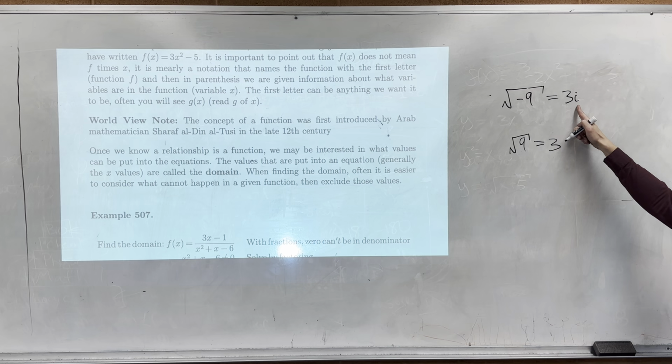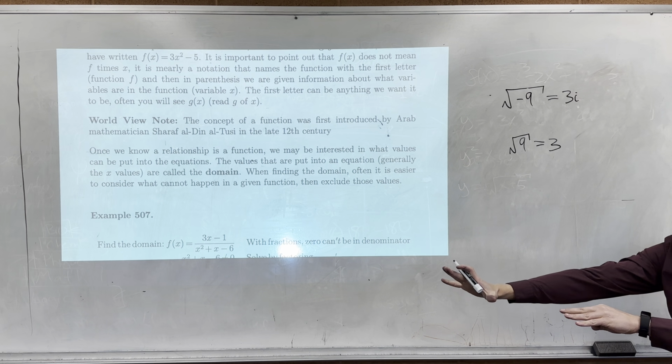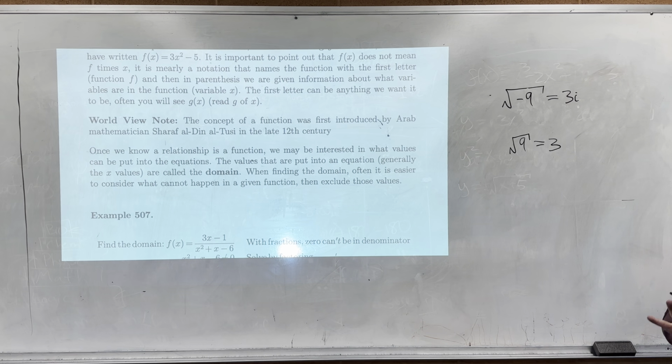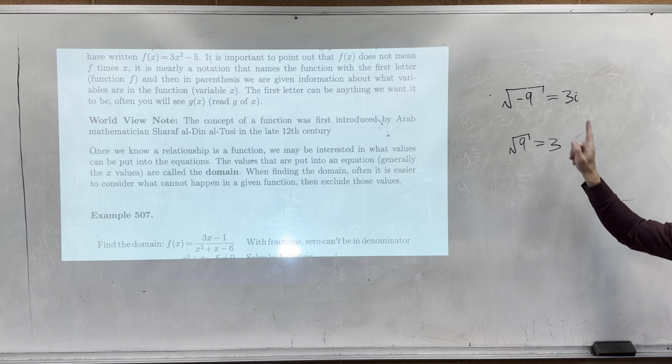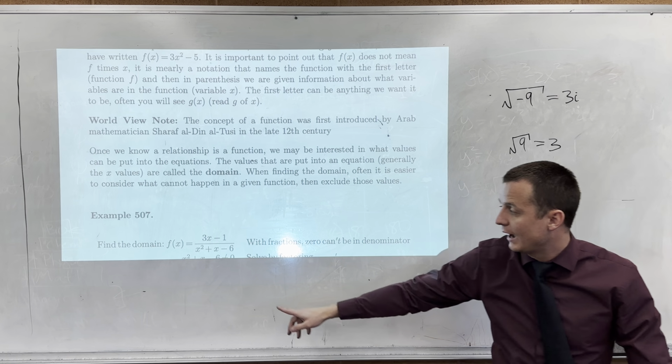i is not a real number. So it's an imaginary number. We did work with complex numbers. Now we're back in the context of just real numbers. Since this is not a real number, you cannot take the square root of a negative number and get a real number. So there's going to be 2 gotchas when it comes to evaluating the domain of a function.